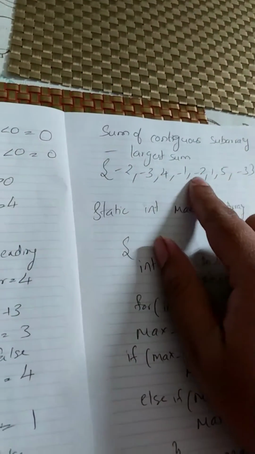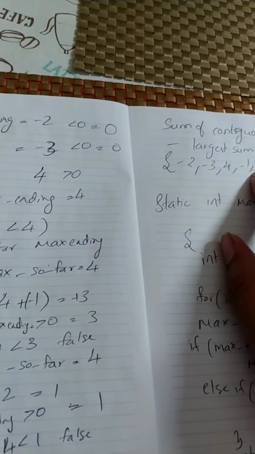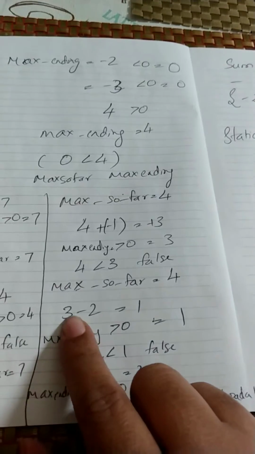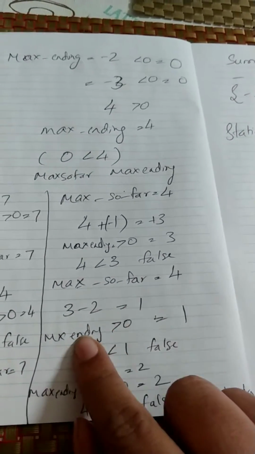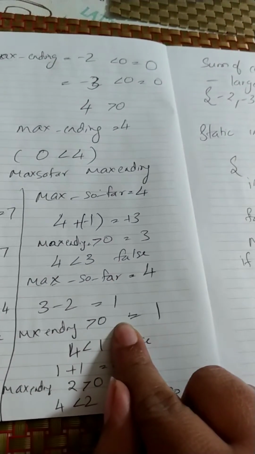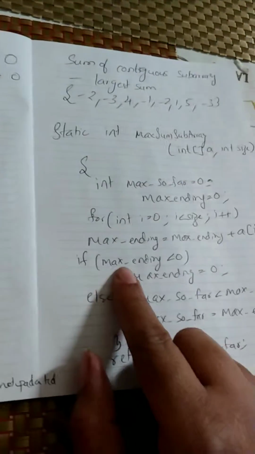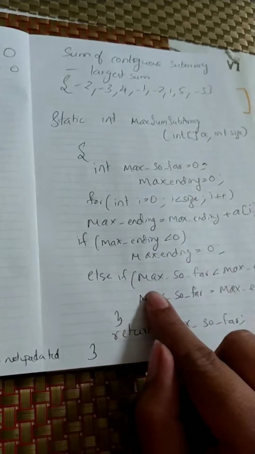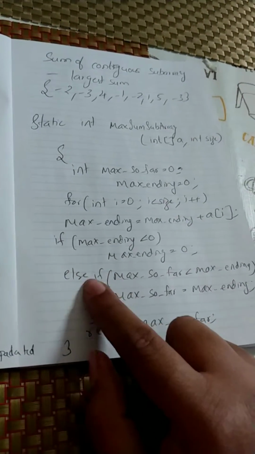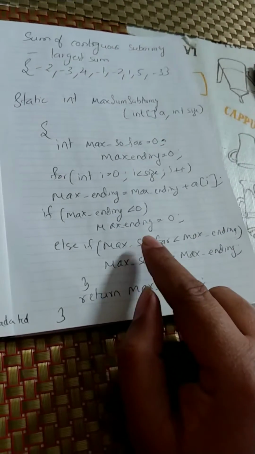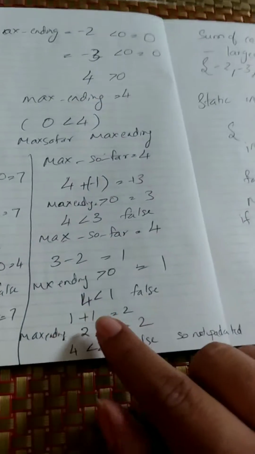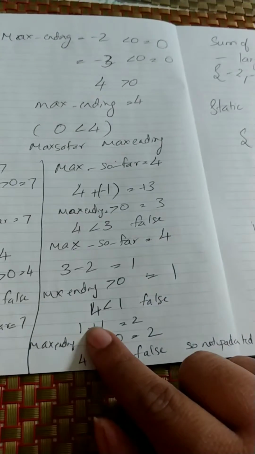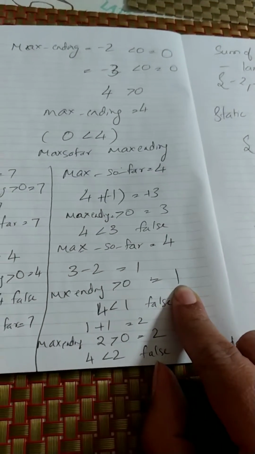And we go to the next, -2. When we go to -2, our max ending was 3. So 3 minus 2 is 1, which is greater than 0. So our max ending is 1. We are not setting it to 0 because it's greater than 0. And we will again check the condition. 4 is less than 1, which is false. So we just continue with the loop. So again we were left with max ending as 1.